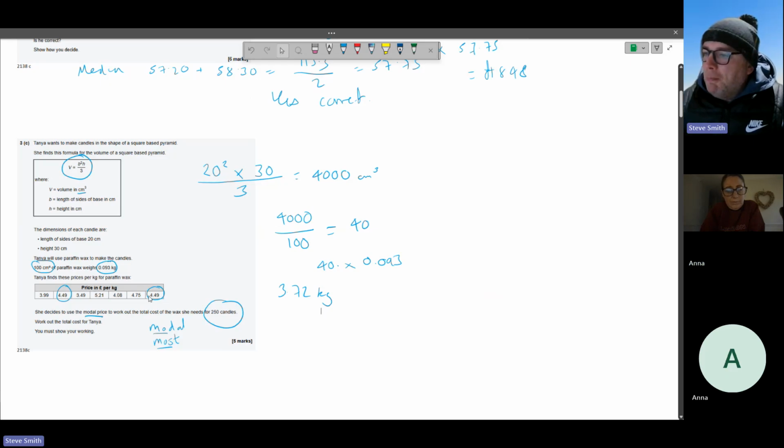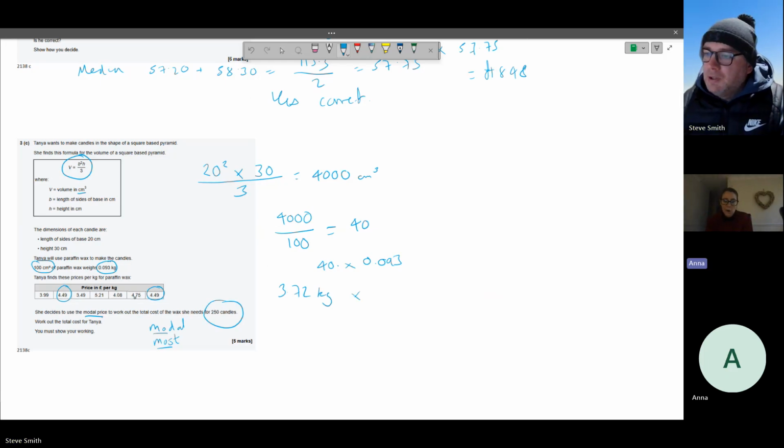Okay, so we've got the modal price per kilogram. We need that here, look. So we can either now times that by 250 to get how much weight, and then times it by the price. Or we can find out what one candle will cost, times by our modal price, £4.49, equals.